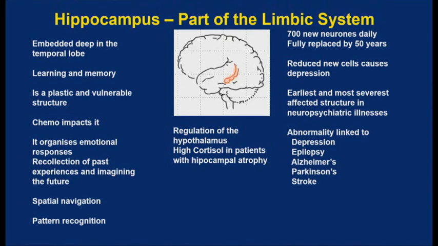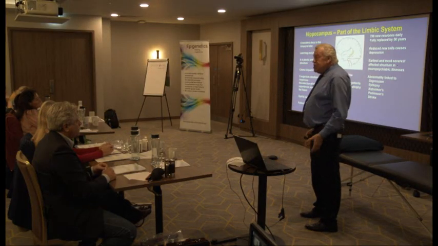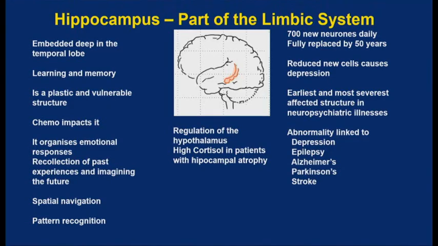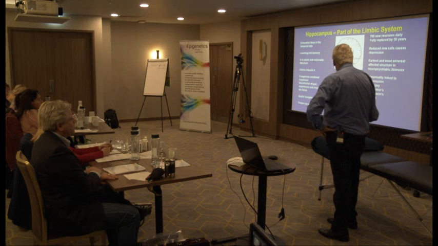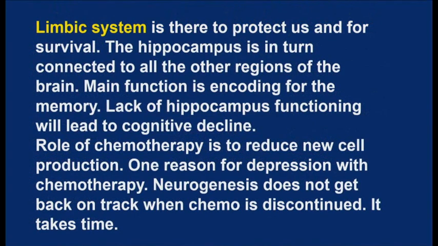So reduced new cells causes depression. If you don't make the new cells, you can't take on board the new information that you're learning. So no wonder if you'd missed the seminar, or you didn't understand the seminar, you'll get depression. So you need to watch it again and again and again, and then you'll develop those and your depression will lift. The earliest and most severely affected structure in neuropsychiatric illnesses, so that's not just cognitive decline, but all these other ones like depression, epilepsy, Alzheimer's, Parkinson's, stroke, etc., all abnormally affect neurogenesis in the hippocampus.